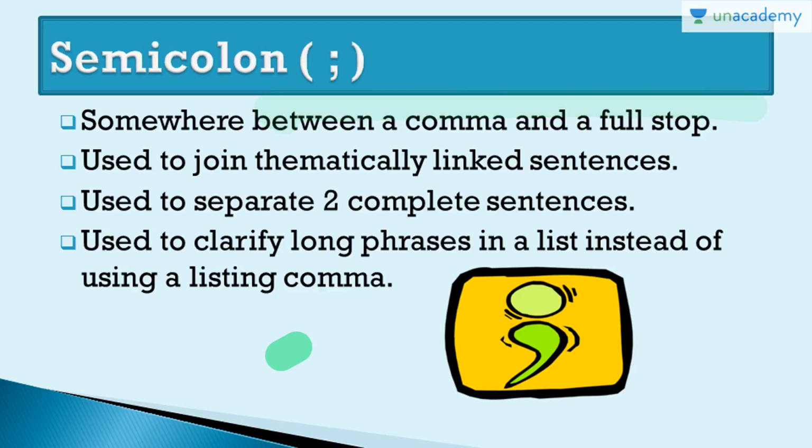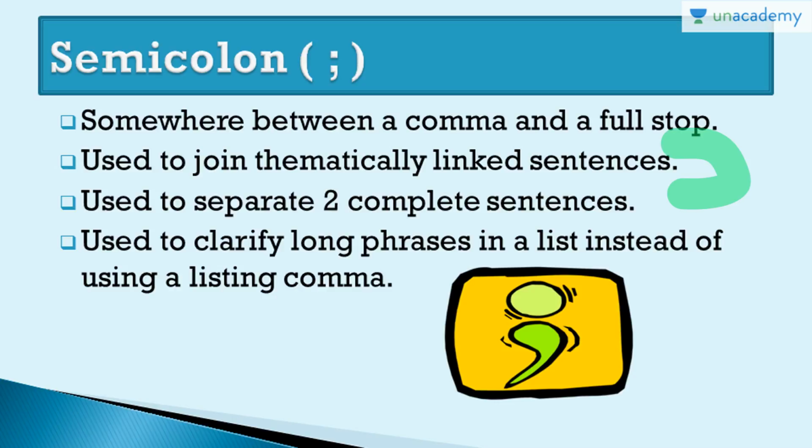It is used to join thematically linked sentences. Thematically linked refers to two sentences which are related, which have something in common. It is also used to separate two complete sentences. Well, you might think that these two points are contradicting, but they are not. Meaning here is that the two sentences have to be individually complete, but they will be linked thematically. I mean, they will be linked because of their commonness with the semicolon, but they will be separated if and only if they are complete in themselves. If I explain this point with an example, I'm sure this will become crystal clear to you.